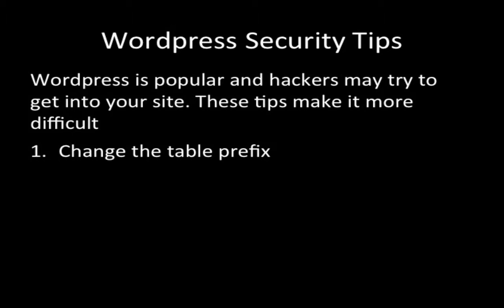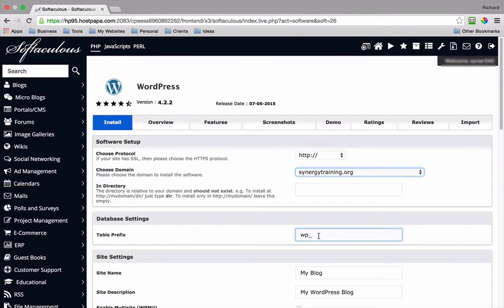The first one is changing the table prefix. This bit down here is the table prefix. Now all WordPress installations use a series of database tables. By default, every single one of those tables starts with wp underscore. What you're going to do is change that, so that it is something different. We're just going to put in a number, almost at random.